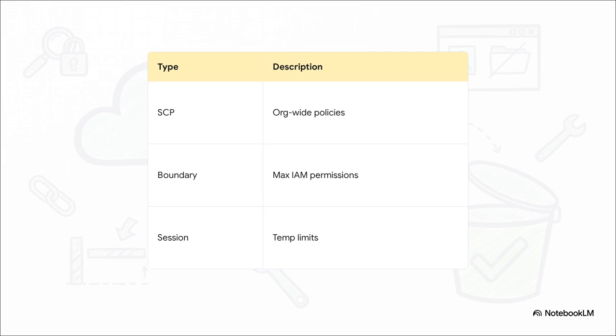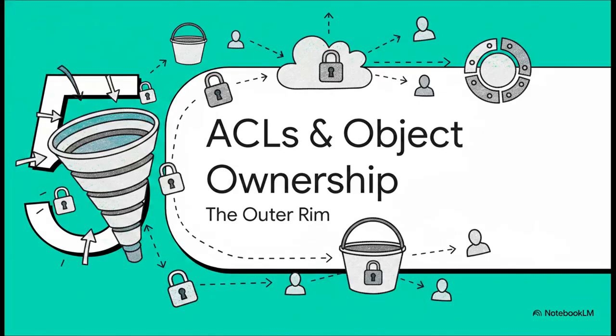Then you have permission boundaries, which basically set a hard ceiling on what your IAM entity can do, regardless of its assigned policies. And finally, session policies can limit permissions when you assume a role. If you are totally stuck here, you might need to go ask your cloud admins if an SCP is secretly overriding you. Which brings us to the final layer, Section 5, ACLs and Object Ownership.